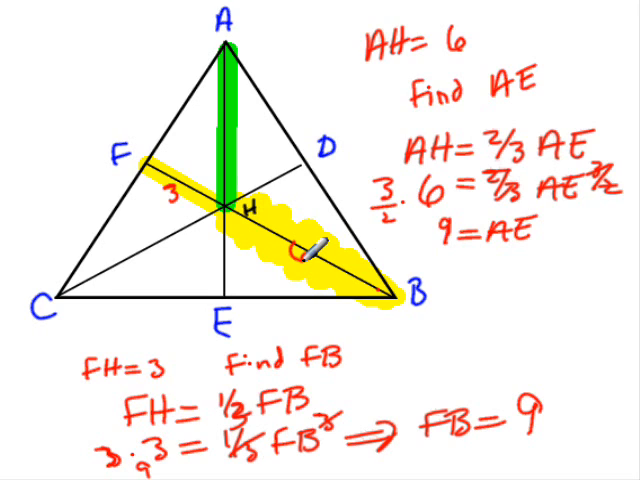So hopefully this helps out, and we understand that from the vertex to the centroid is 2/3 of the length of the whole median.